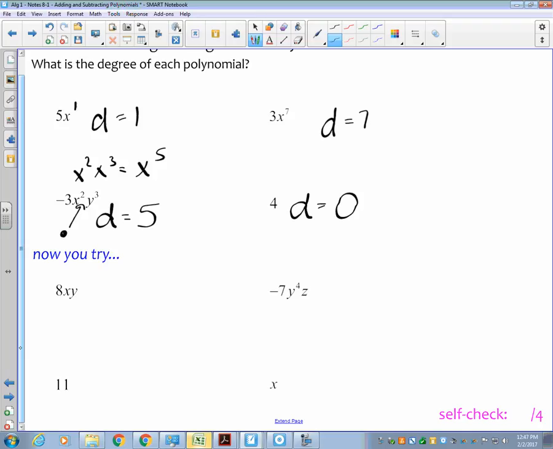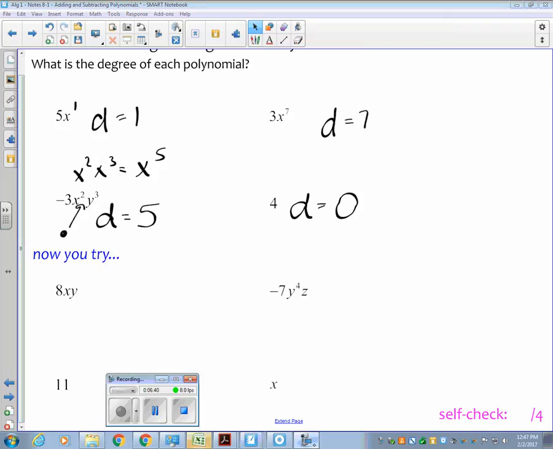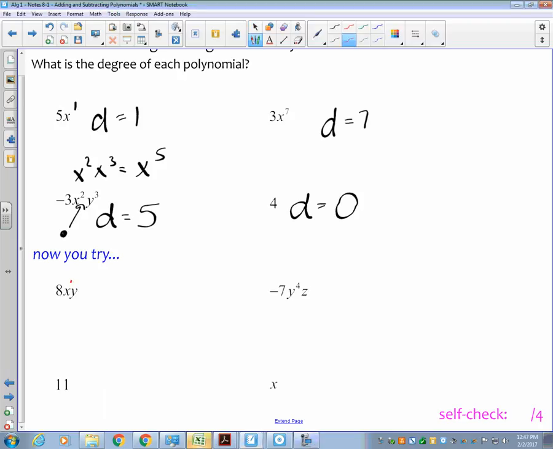All right, you guys, take a moment, put the degree next to these guys, and we'll check your answers in 30 seconds. All right, so the first one, it's a power 1 plus a power 1. So our degree is 2. For this one, it's a power 4 plus a power 1. Technically, negative 7 has a power 0, so 0, 4, and 1 is still 5. This is 0. And this is 1.